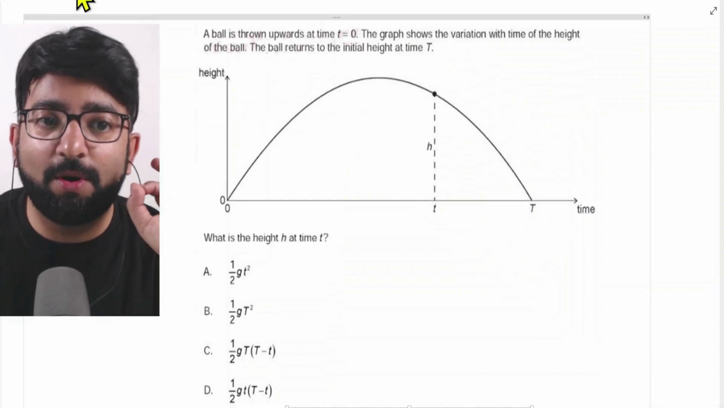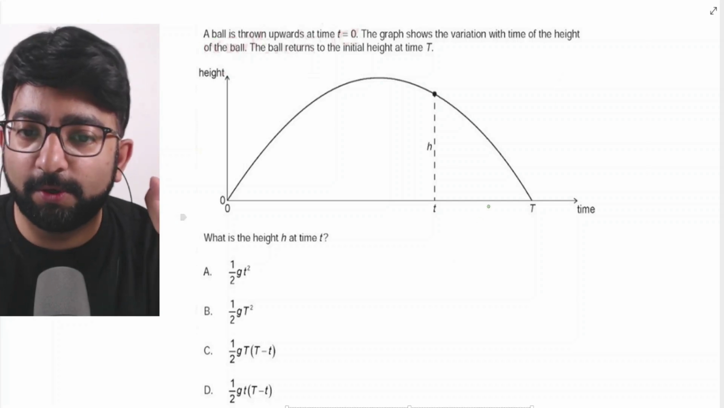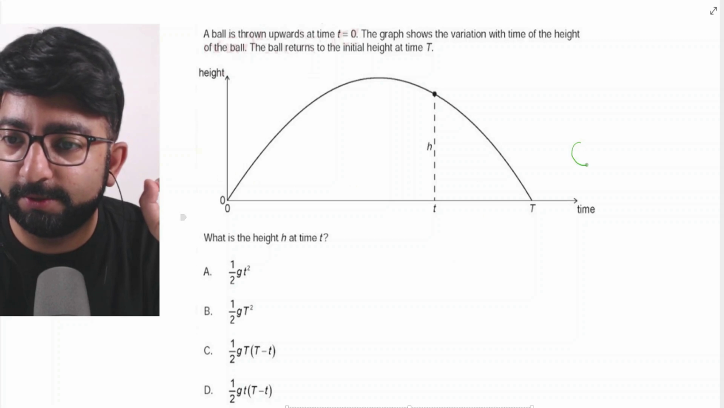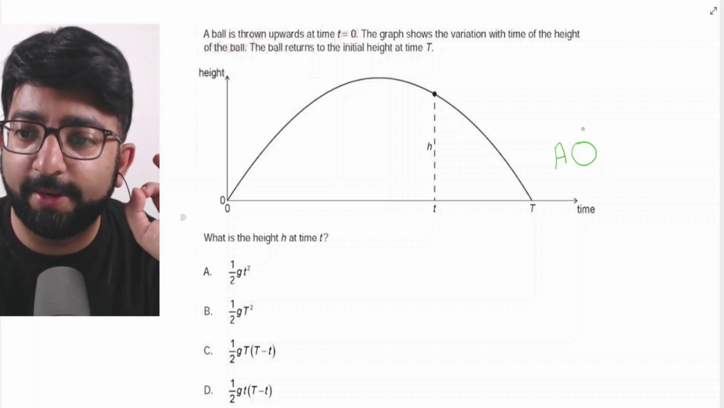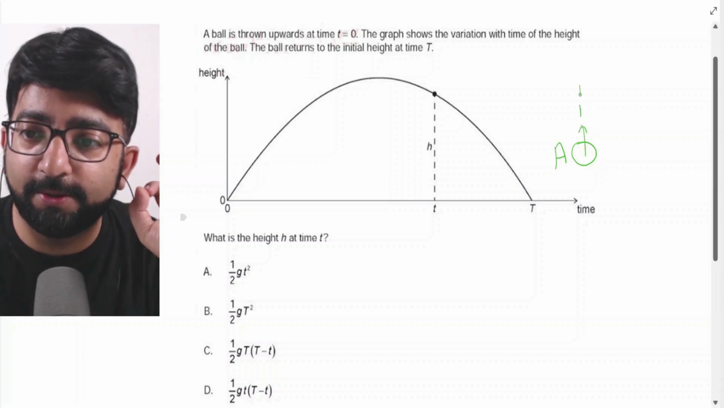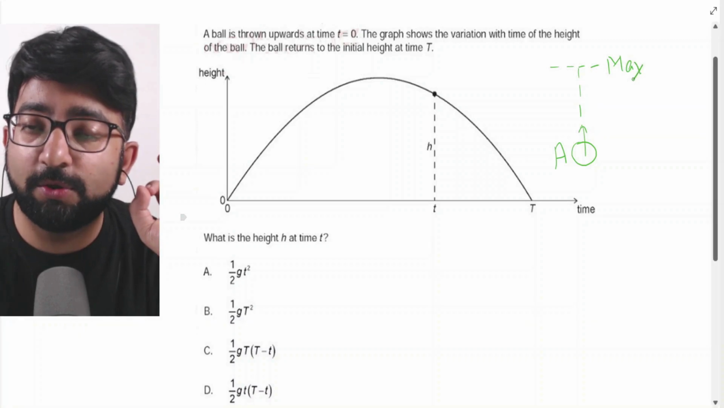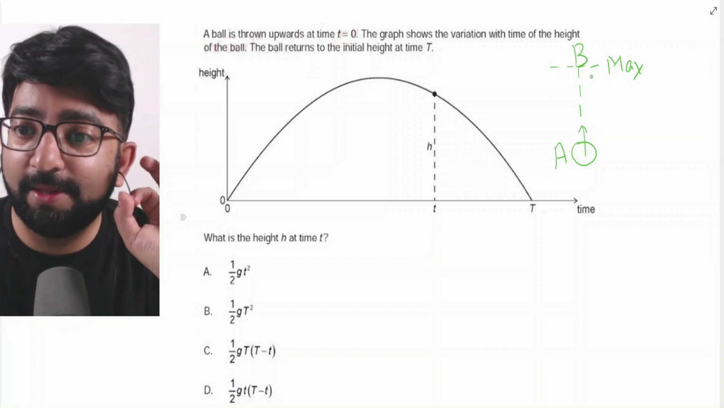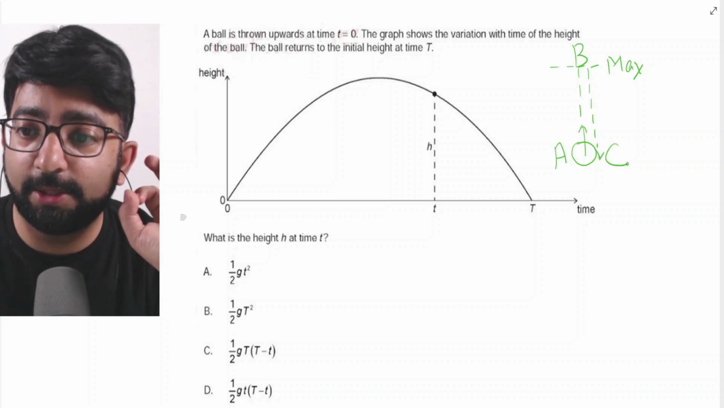For that, let us draw a quick diagram. It is saying a ball is thrown upwards at time t equal to 0. Let us label this. First of all, consider this as the ball. It is thrown from a point A and it goes up until it reaches the maximum height. Let's call the maximum height B, and then it comes back down along the same line. Let's consider this as point C.